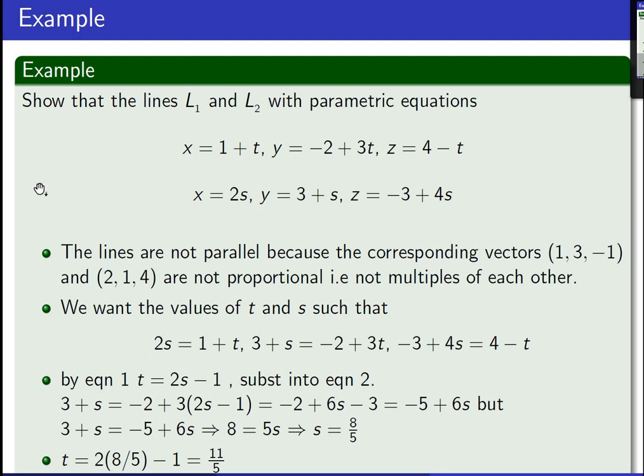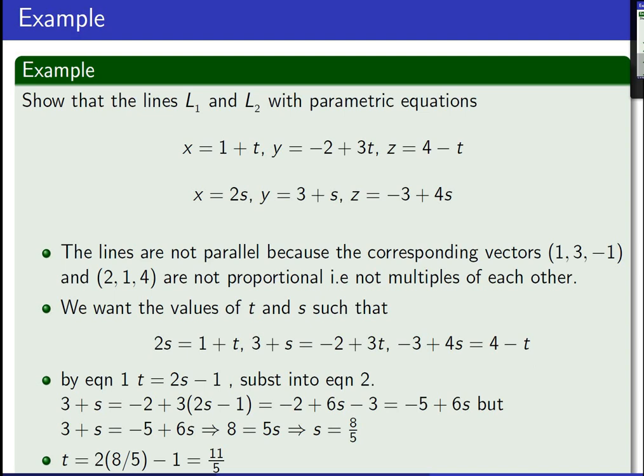Okay, we have another example here. We are given 2 lines in R3, L1 and L2, together with the parametric equations. Here, we need to find out if these lines are parallel. If they're not parallel, we need to find out if they intersect. And if they are not parallel and do not intersect, we can say that the lines are skew to each other. So we need to find out if they're parallel.